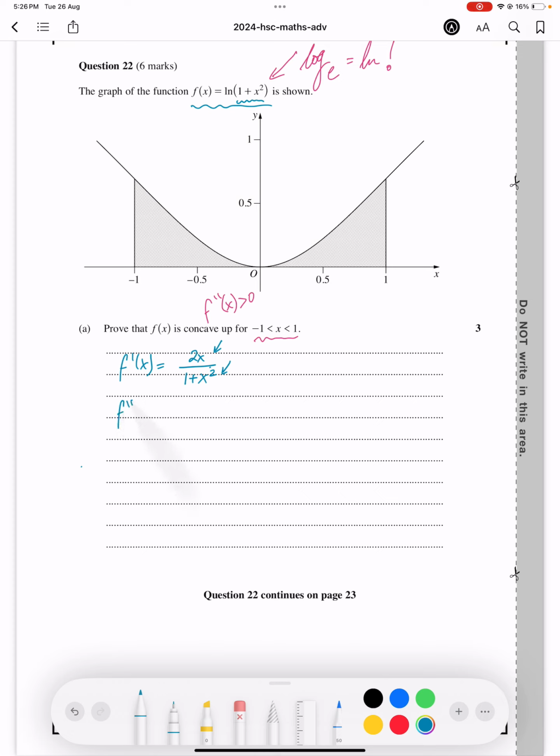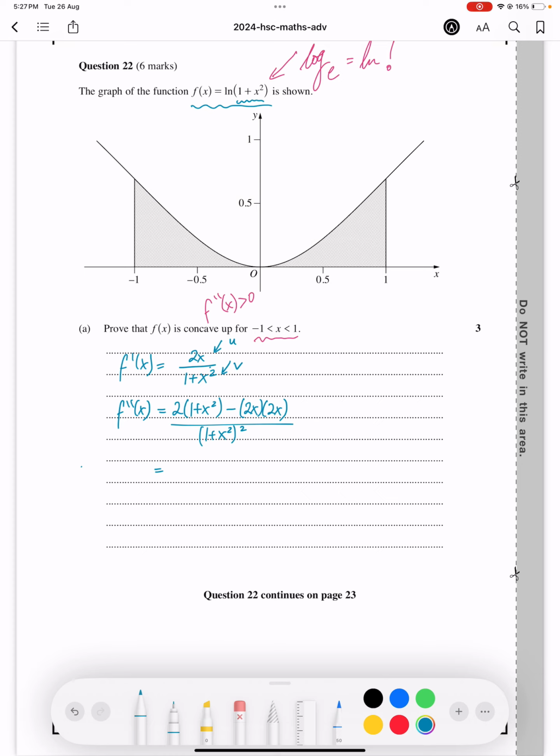To find the double derivative, however, now since it's a fraction, we have to use the quotient rule, wherein the top is going to be called u and the bottom is going to be called v. And so our quotient rule states that u dash v as it is minus v dash u as it is all over v squared is exactly how we need to differentiate f dash of x in order to get f double dash of x.